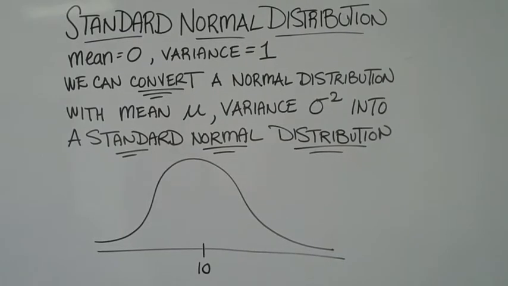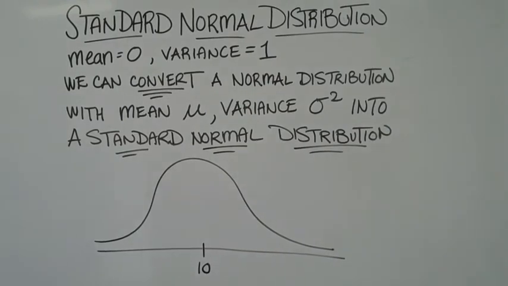Let's talk about the standard normal distribution. Remember, a standard normal distribution has a mean of 0 and a variance of 1. It's important to remember that we can convert any normal distribution with a mean of mu and a variance of sigma squared into a standard normal distribution.